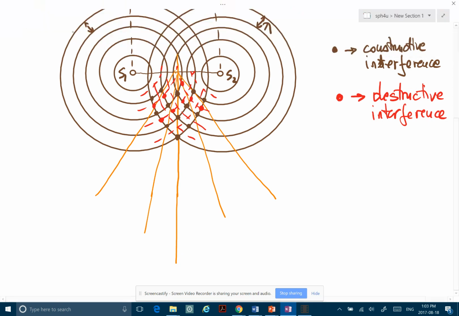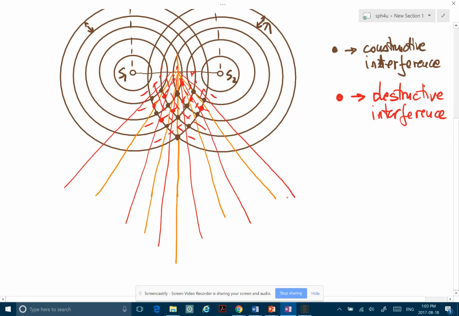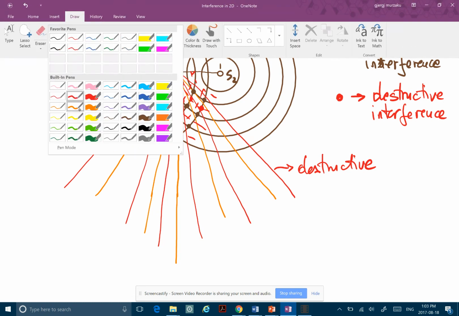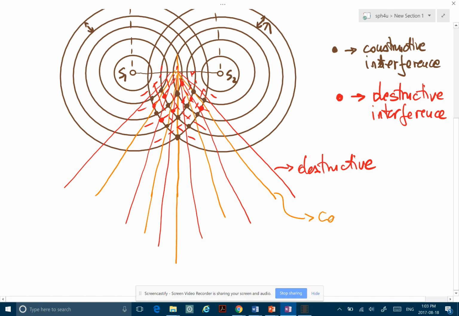Destructive interference will happen wherever we have the red ones, all right? So of course my diagram is not perfect, but as you can see, along all these red lines we'll see destructive interference, which means we won't see either a crest or a trough. And on the orange lines, we will see constructive interference, so we'll see super crests or super troughs.